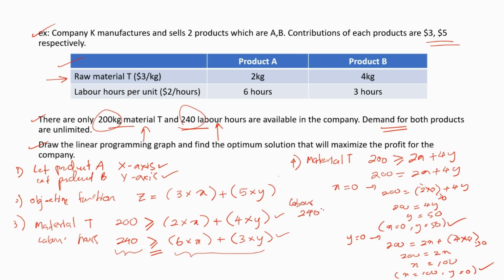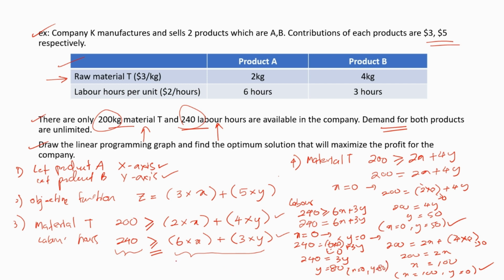This is the function for labor. Let's remove the greater than sign and keep the equal sign. We repeat the previous steps from material T again. So let's assign 0 to the x value. 6 multiplied by 0 plus 3y. So this will become 0. 240 is equal to 3y. Y is equal to 80. So when x is 0, y is 80. This is one point.